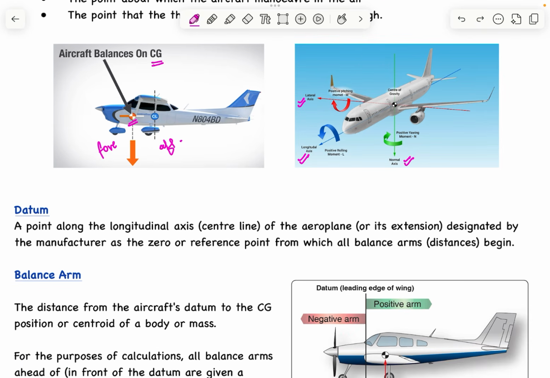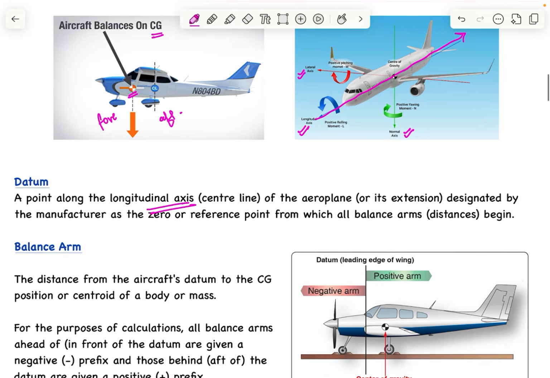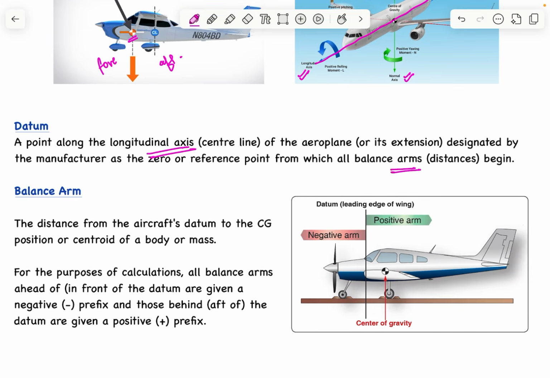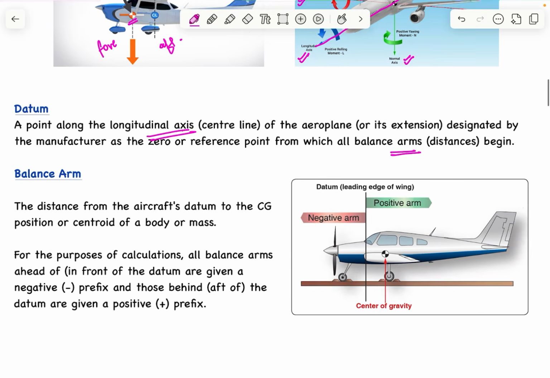Datum. It is the point along the longitudinal axis of the aeroplane, the longitudinal axis over here, designated by the manufacturer as the zero reference point from which all the balance arm calculations begin. In this picture, the datum is the leading edge of the wing. For the training aircraft, such as the Cessna 172, the datum is generally the front face of the firewall.